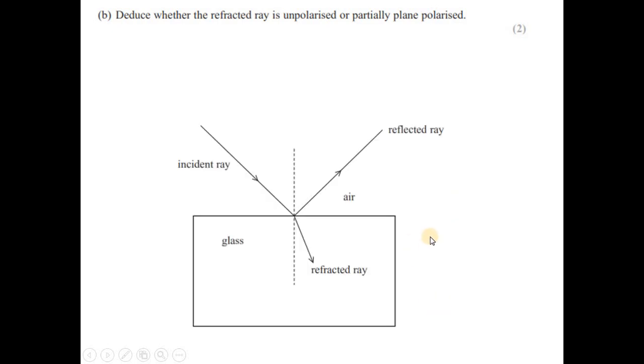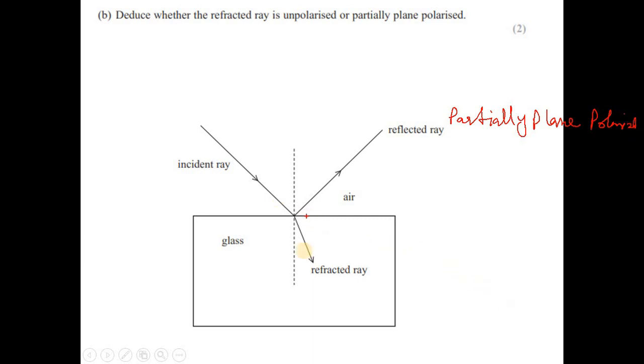Part B, deduce whether the refracted ray is unpolarized or partially plane polarized light. So if you see the diagram and if you see part A, in which they say that the reflected ray is partially plane polarized. It is given, it is partially plane polarized. Now what does it mean?